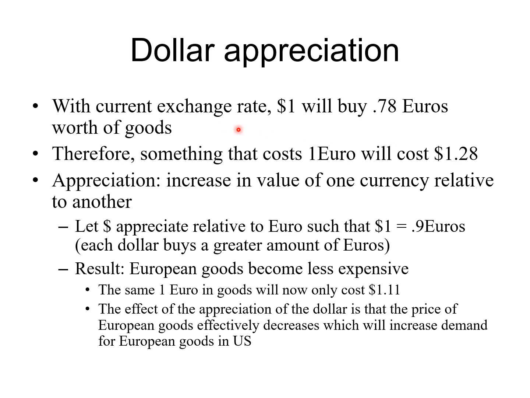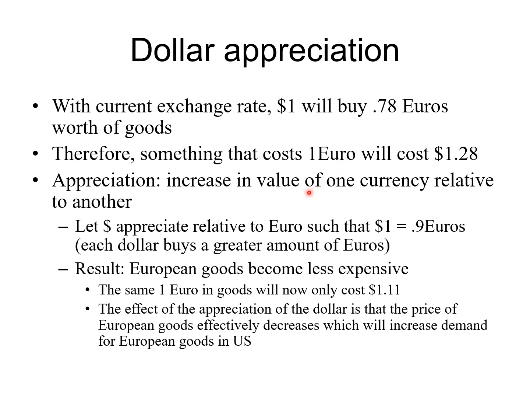With this currency exchange rate, $1 will buy 0.78 euros. So for $1, you get 0.78 euros worth of goods. Therefore, something that costs €1 will cost $1.28. These are reciprocals of one another. $1 equals 0.78 euros, €1 equals $1.28. It's simply you take this and divide it by that and you get this. We won't worry about that. I haven't troubled you with calculations throughout this. I'm not about to start now.